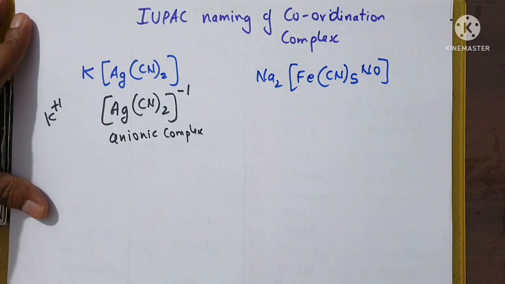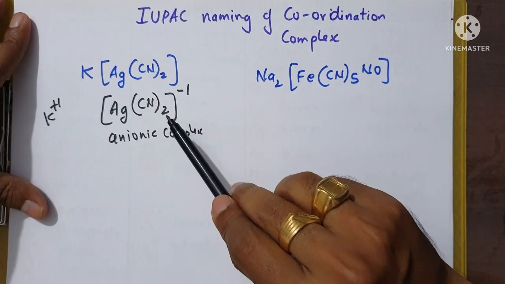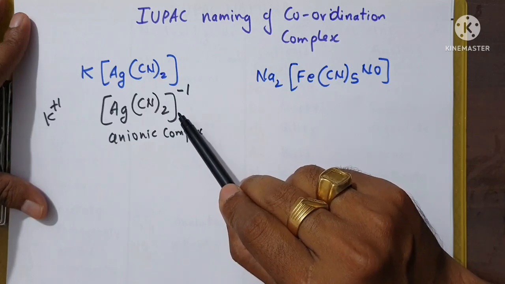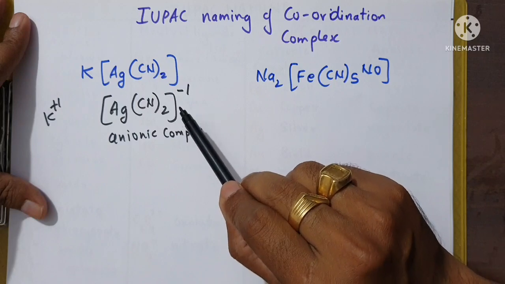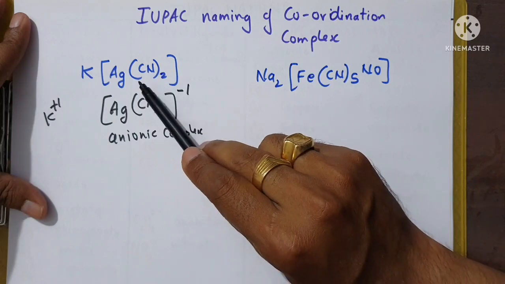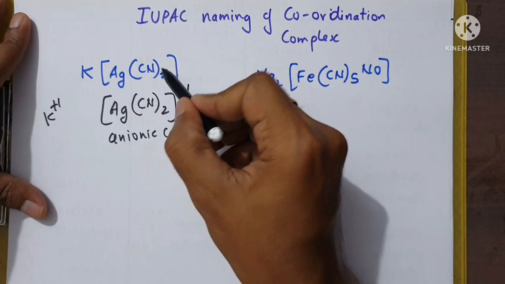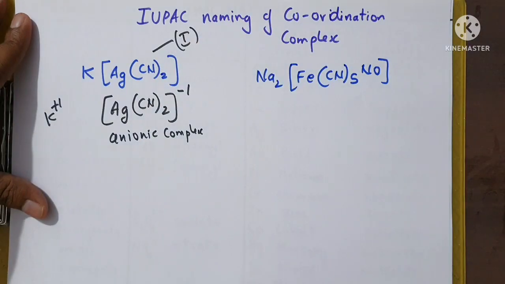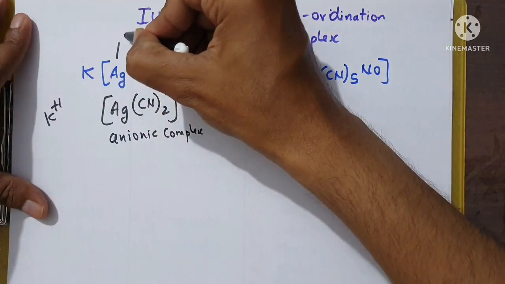How to name this? Rule number 1, recognize whether the given complex is anionic or cationic. This compound is an anionic complex. Rule number 2, always first name the ligands. Naming the ligands first. First, you should name this. Then we should name the central metal atom.